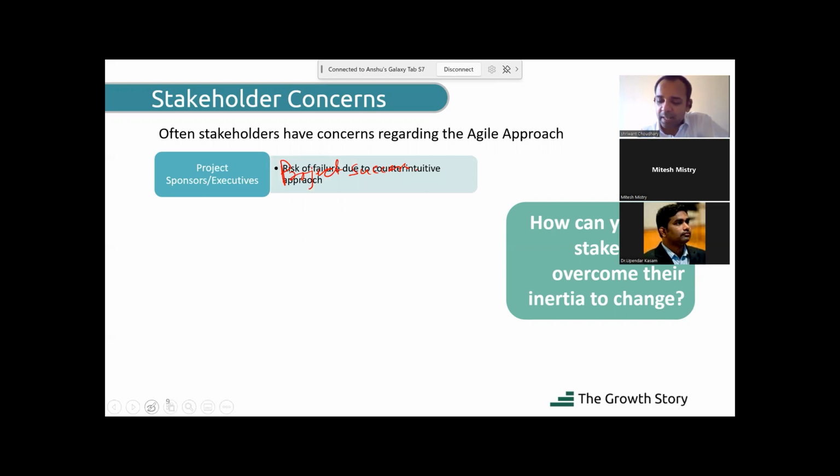Right. No matter how much they trust you, they always have a fear of failure in the back of their mind, because it's a counterintuitive approach. If they have never worked in an agile project, agile is a counterintuitive approach, that let us plan as we go. It's a counterintuitive approach, right? Agree? Yes. So this is their fear. So when you are engaging with sponsors, always talk in a way that their fear of failure is reduced.